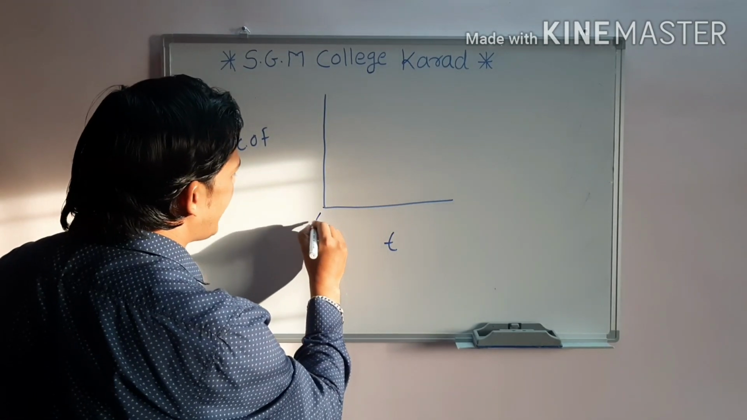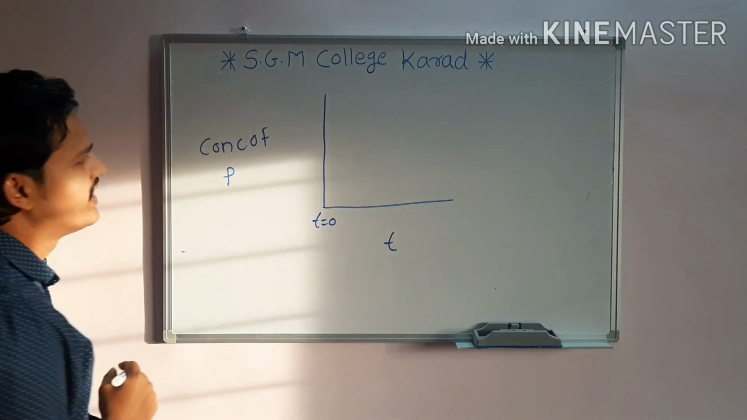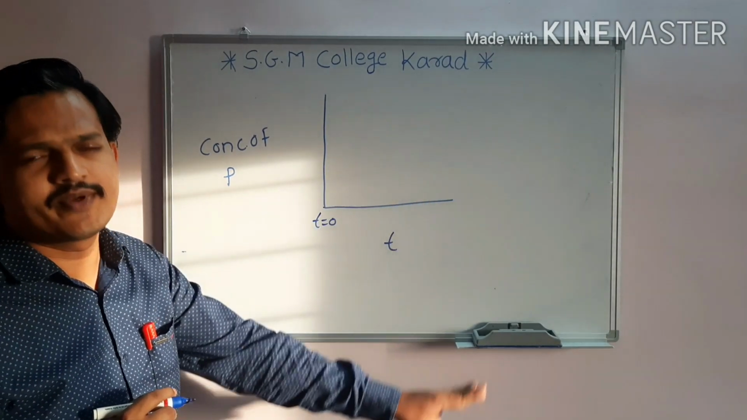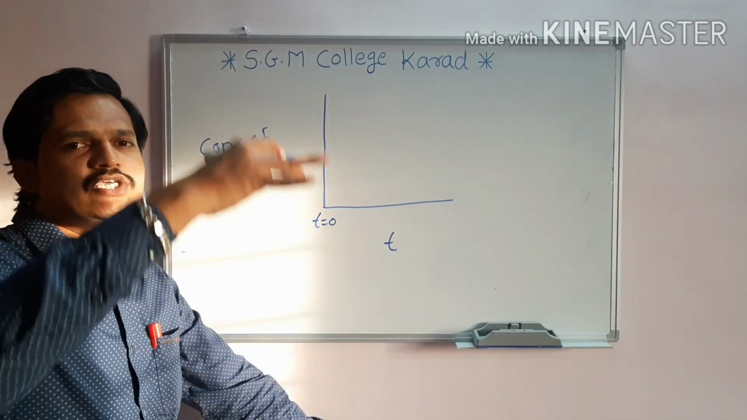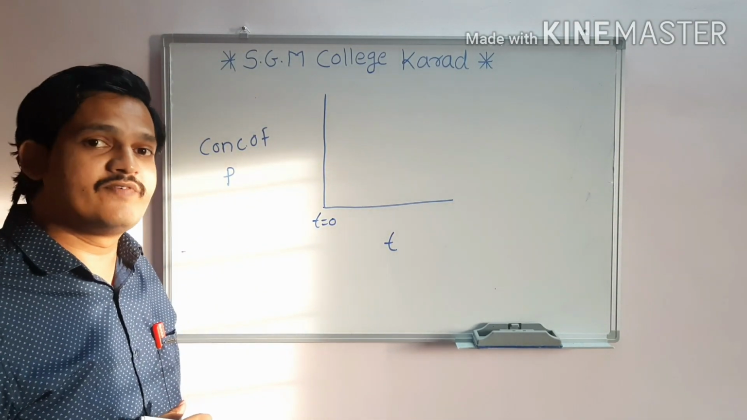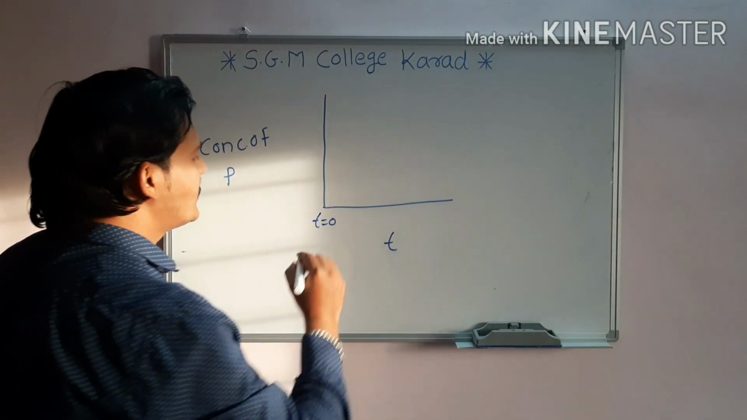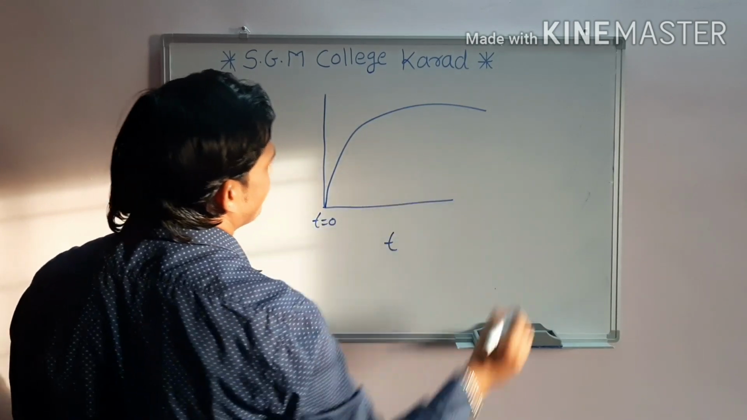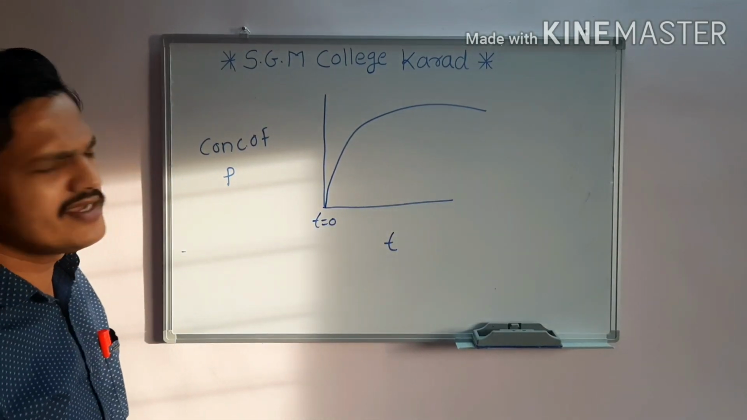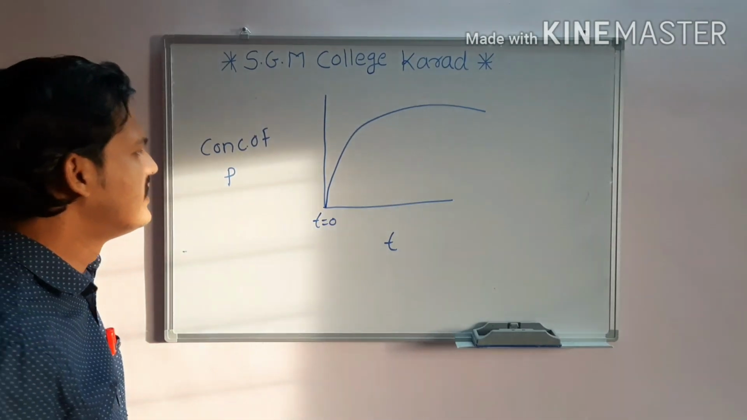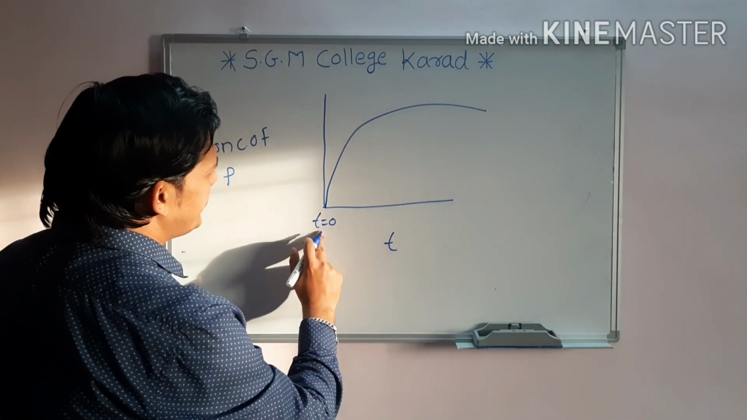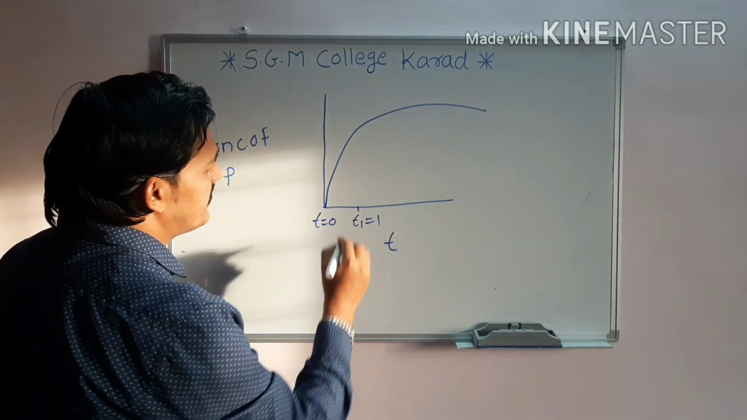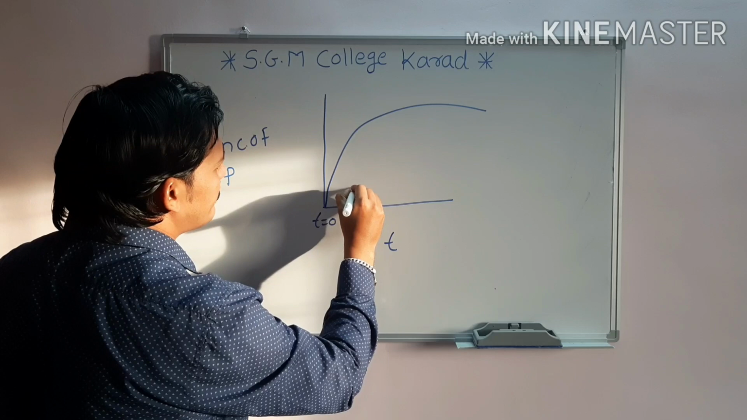Here it is the point where time is equal to 0. Earlier I told you the concentration of reactant decreases and the concentration of product always increases. So the concentration increases, so the graph must be in an increasing manner. After time, here it is t0. Let us say it is 1 hour, t1 is equal to 1 hour. I am joining the point to the graph.